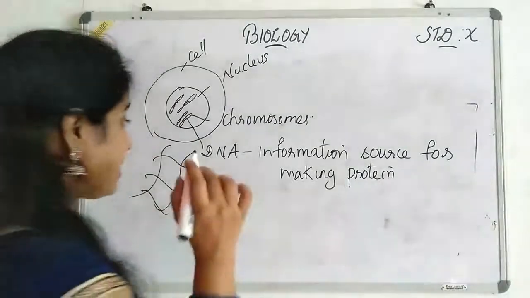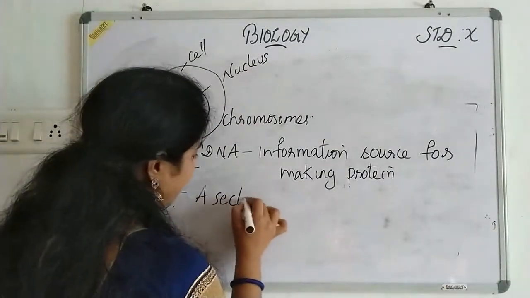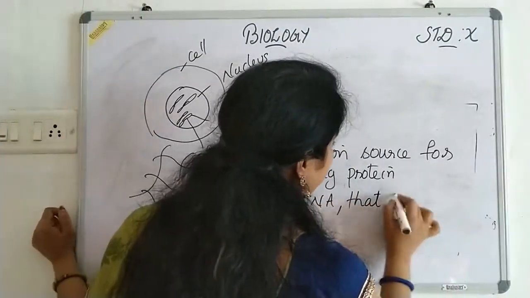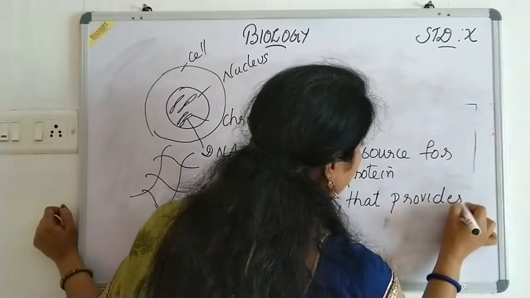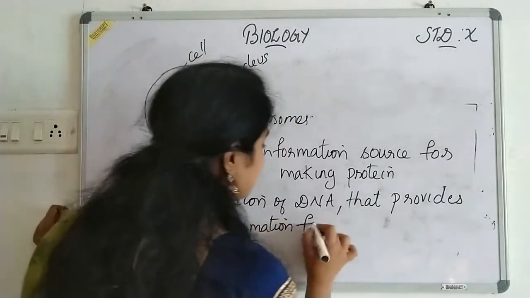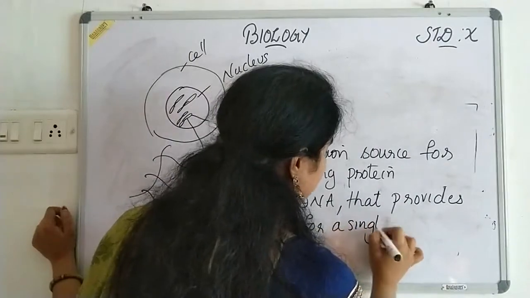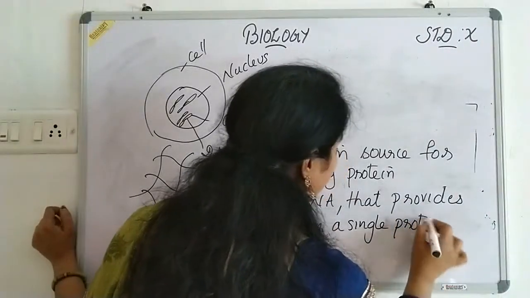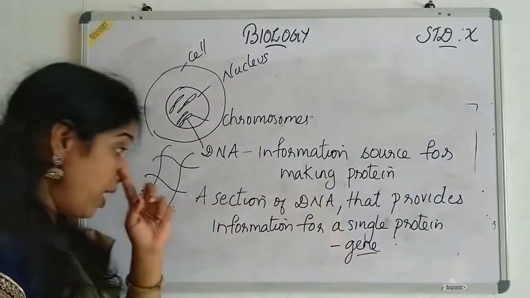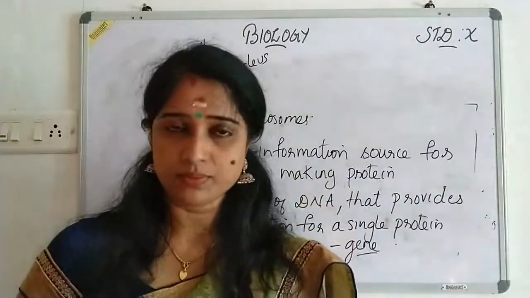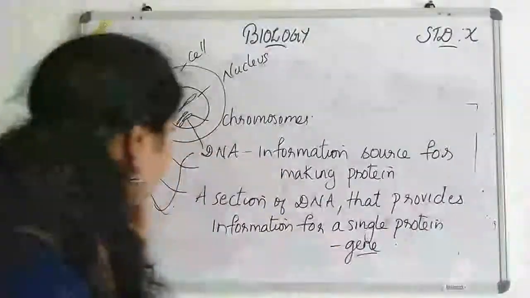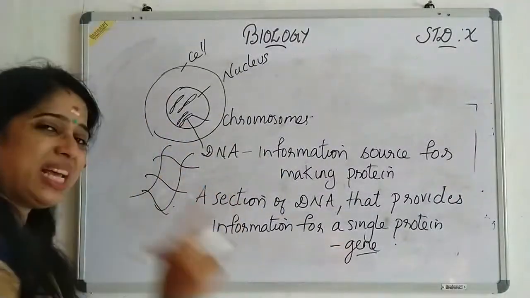A section of DNA that provides information for a single protein is known as what? It is the gene. What's a gene? It's a section of DNA that provides information for a single protein. You can expect that as a one mark question: What's a gene? A section of DNA that provides information for a single protein.